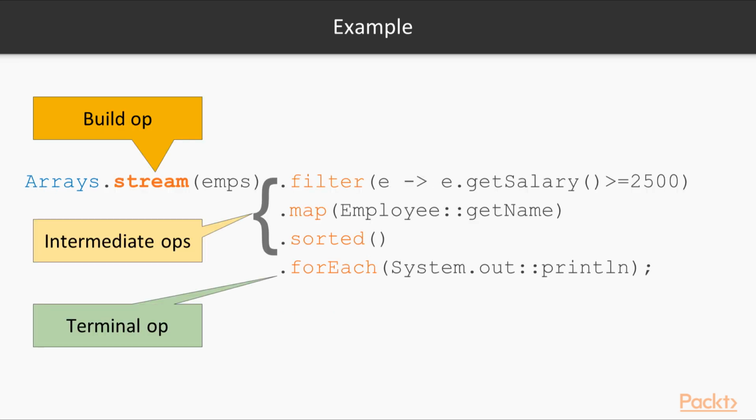And in terms of types of different operations, we have that the stream method is a build operation. Filter, map, and sorted are intermediate operations, and forEach is a terminal operation. And in this case, notice that the forEach operation returns void. But as a side effect, it prints the strings.